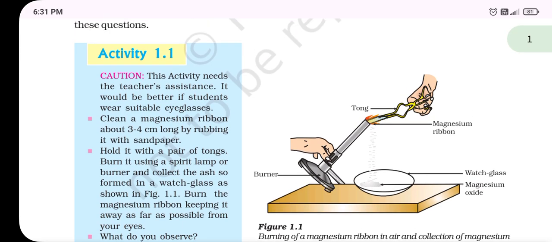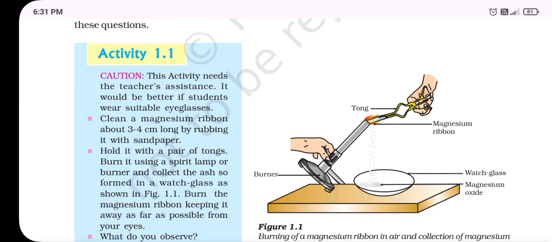Activity 1.1 says caution. At the initial point, it's giving you a warning. The warning is this: this activity needs the teacher's assistance. It means you have to be very careful, and you should go with your teachers.